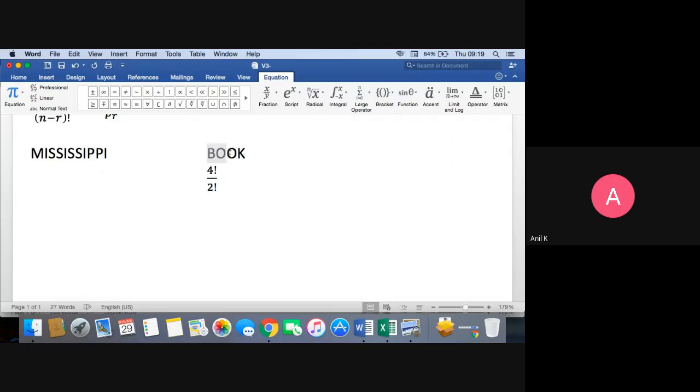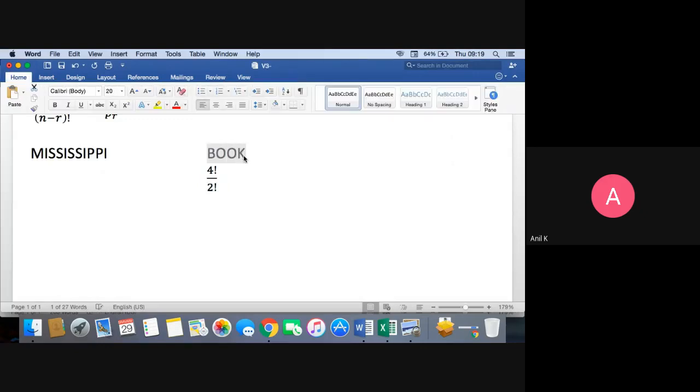The word which I have is book. Only O is repeating twice. None of the other letters are repeating. So it is 4 factorial upon 2 factorial. If, for example, I had a six-letter word, then it would be 6 factorial upon, still 2 factorial only, because only O is repeating twice.